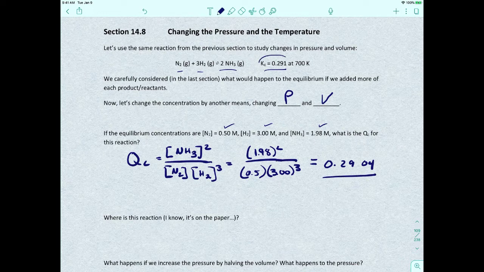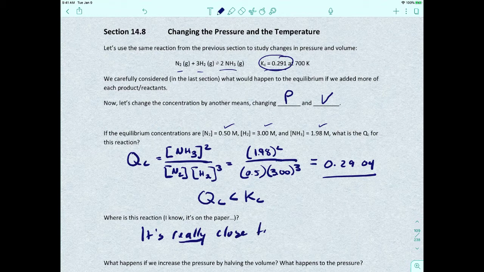Now Kc for this reaction was 0.291. So we're really close. With these concentrations, Qc is definitely lower than Kc, but it's extremely close. We're almost there. It's really close to equilibrium.